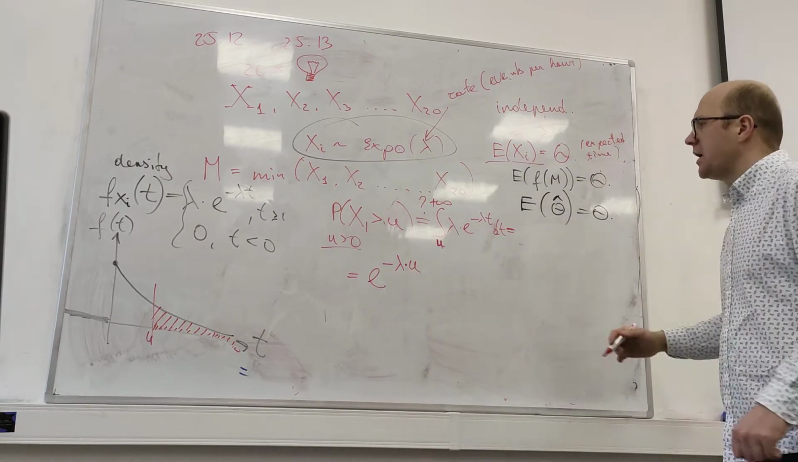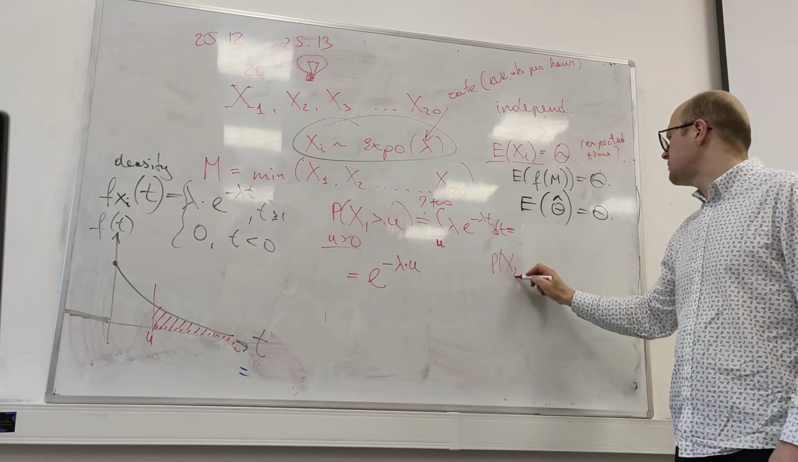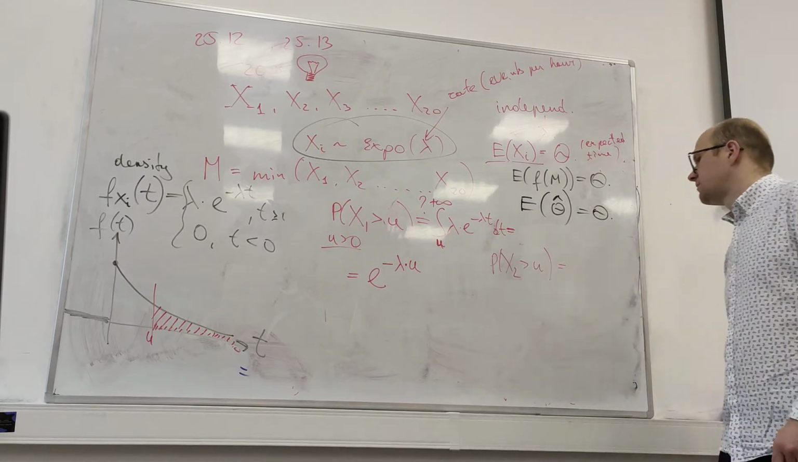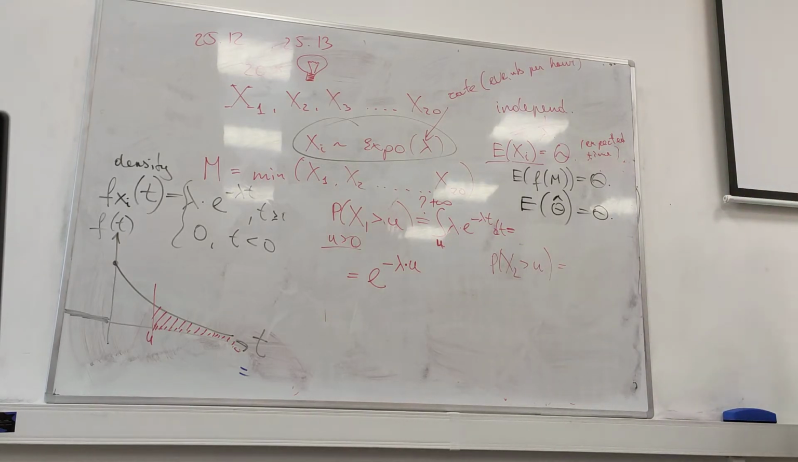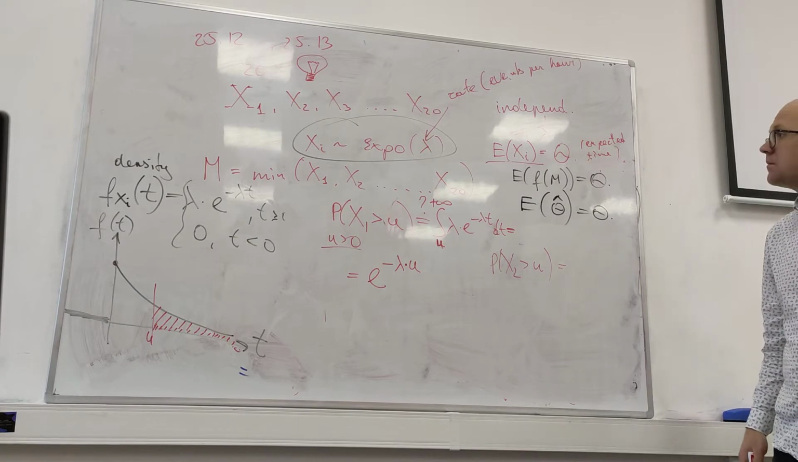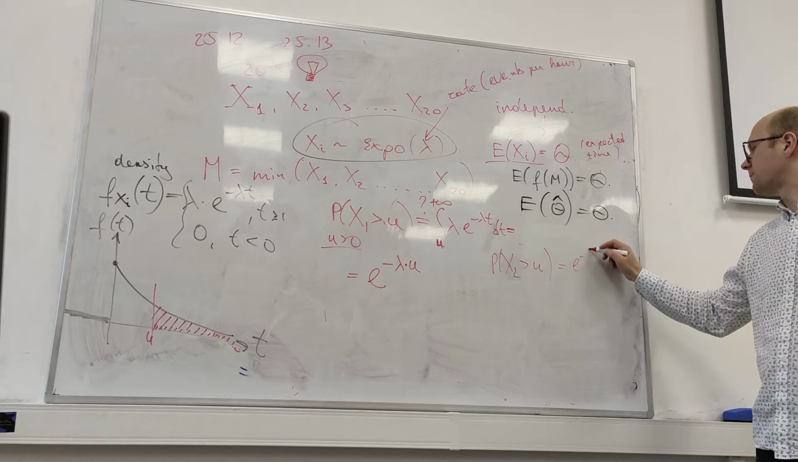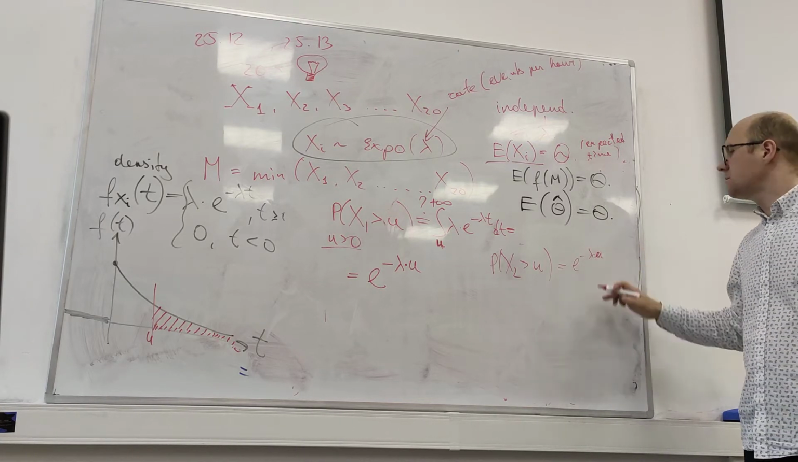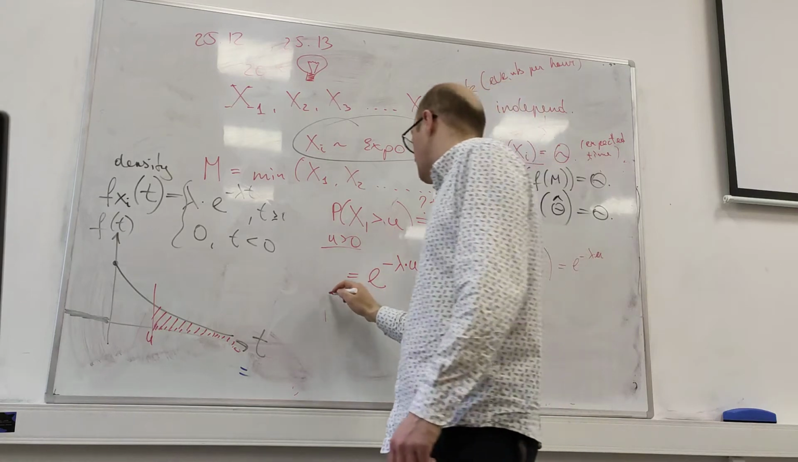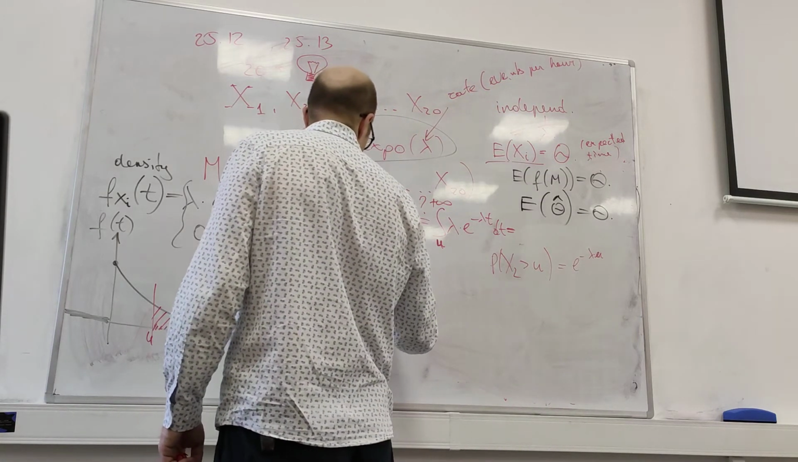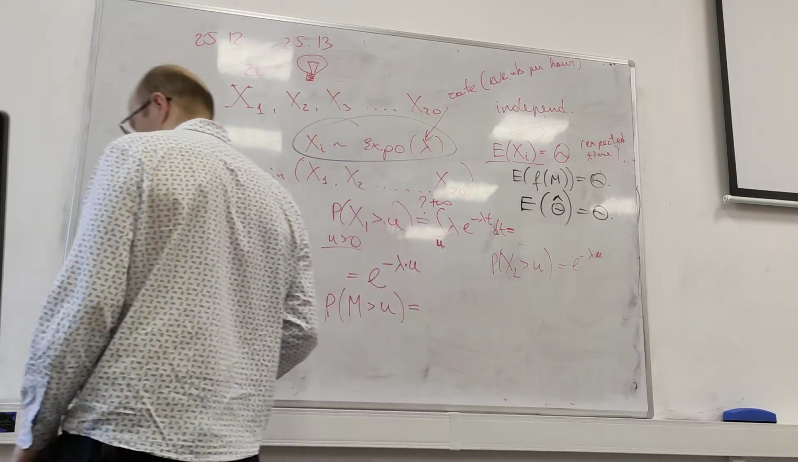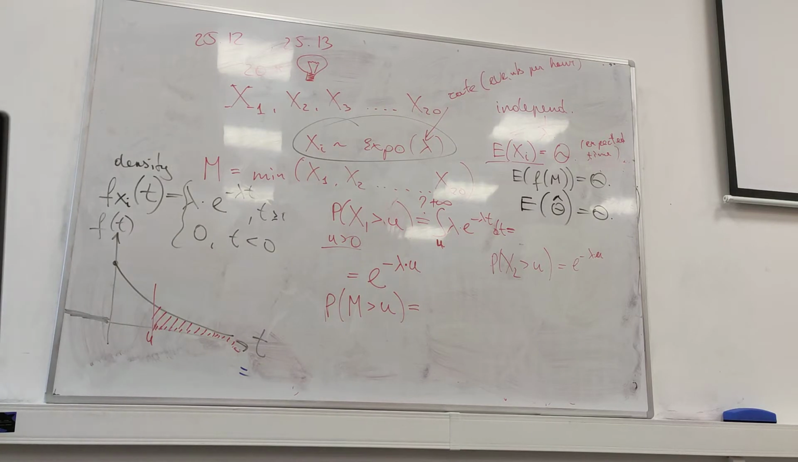Let's continue. And what is the probability that x2 is greater than u? The same. Why? Because they have the same distribution. Okay, so let's go back to m. What is the probability that m is greater than u?